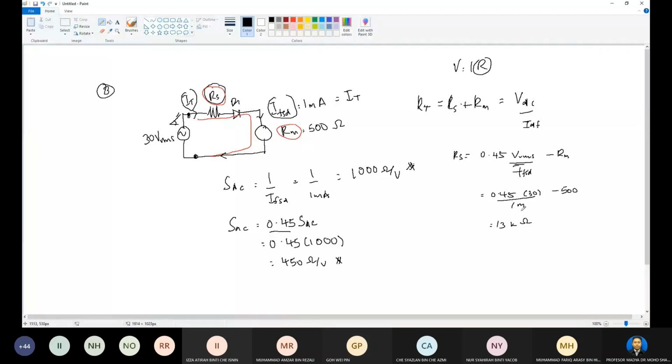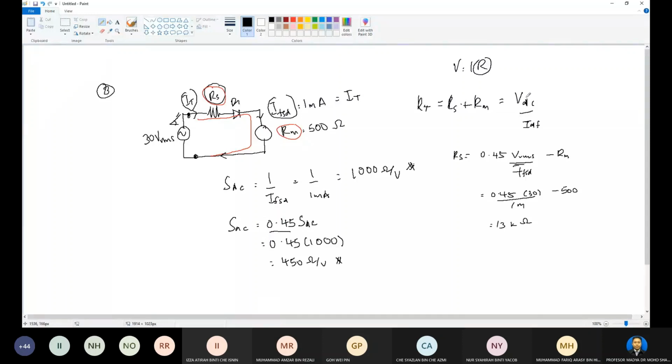Or another formula. This comes from the derivation, from this circuit. First we have to calculate the RT, which I mentioned to you here. We can see from this point to this point, that means our RT will be RS plus RM, or equals to calculate the RT.